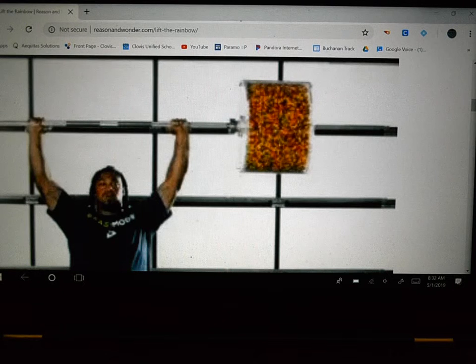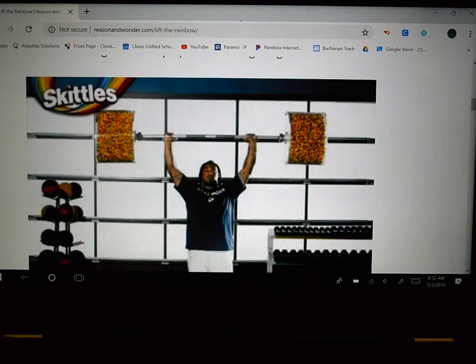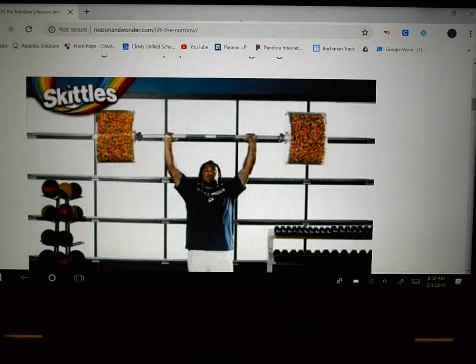But you might have several questions. You might ask, how much does that weigh? How much does it cost to fill that up? We're going to figure out how many Skittles are in it, how much it weighs, and how much it costs to fill it up.